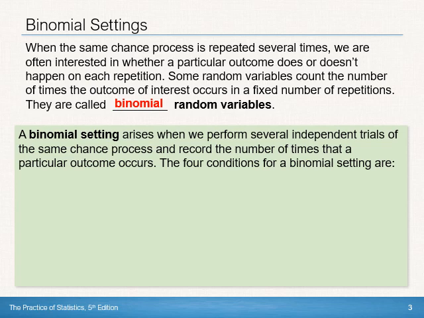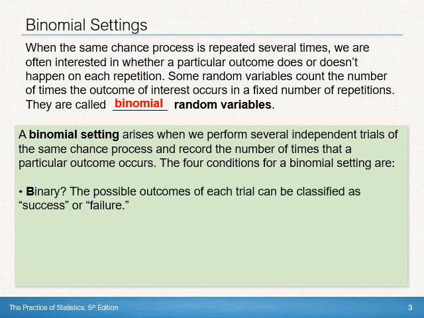All right, there are 4 conditions that have to be met in order for us to know that we're in a binomial situation. The first one is binary. In other words, there are 2 possible outcomes, and one will be considered success and one will be considered failure.